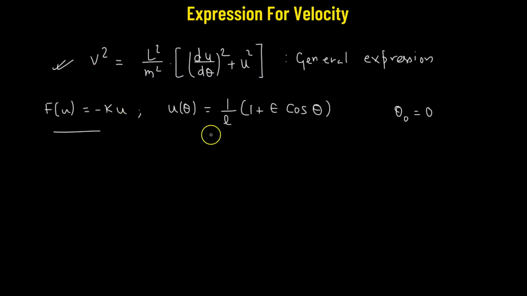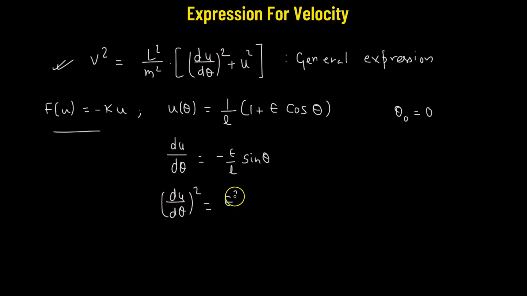So we will begin by first taking the derivative of u with respect to theta. This is going to give us negative epsilon over L sine theta. Since we need du over d theta whole squared, let's square it here. So we have du over d theta whole squared, which will be equal to epsilon squared over L squared times sine squared theta.